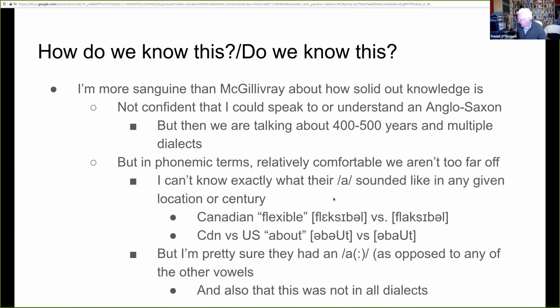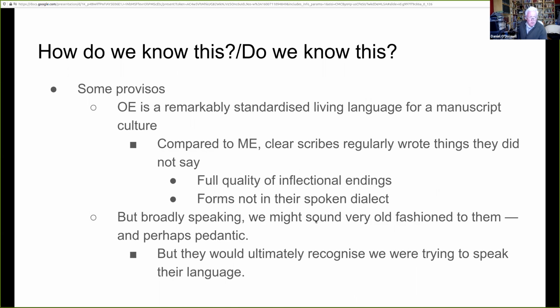So I'm pretty sure that they had an sound as opposed to an sound, right? So how do we know it? Well, first thing to keep in mind is actually the other reason why an Anglo-Saxon on the street wouldn't understand us is because we probably would sound very old-fashioned to them, because we have a lot of evidence that their writing does not entirely reflect what they said, a little bit like the way ours doesn't. For example, we're pretty sure that certainly by the end of the period, they weren't saying the full value of their vowels and their endings.